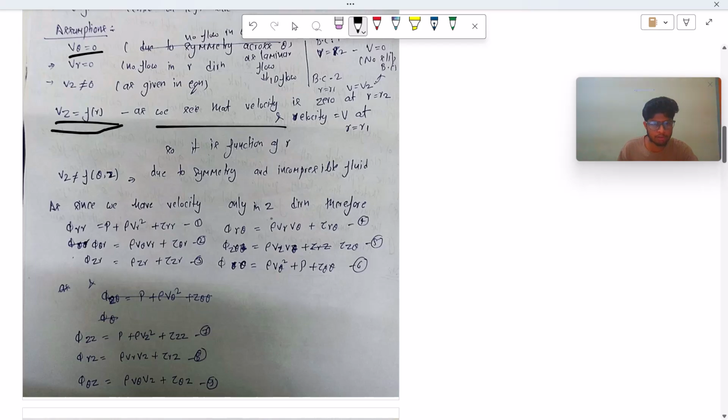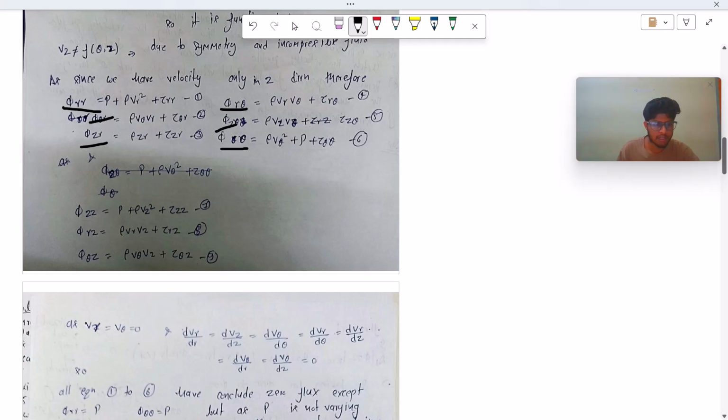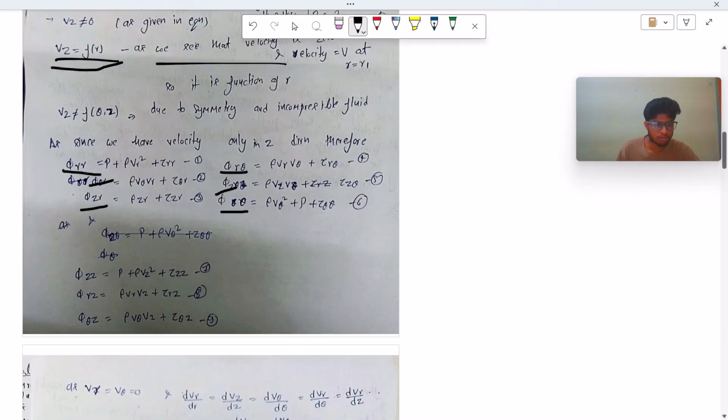Since we have velocity only in the z direction, we have nine flux conditions, nine equations for the flux. First one is phi r r, phi theta r, phi z r, phi r theta, phi z theta, phi theta theta, phi z z, phi r z, phi theta z. So phi r r means r momentum in r direction.